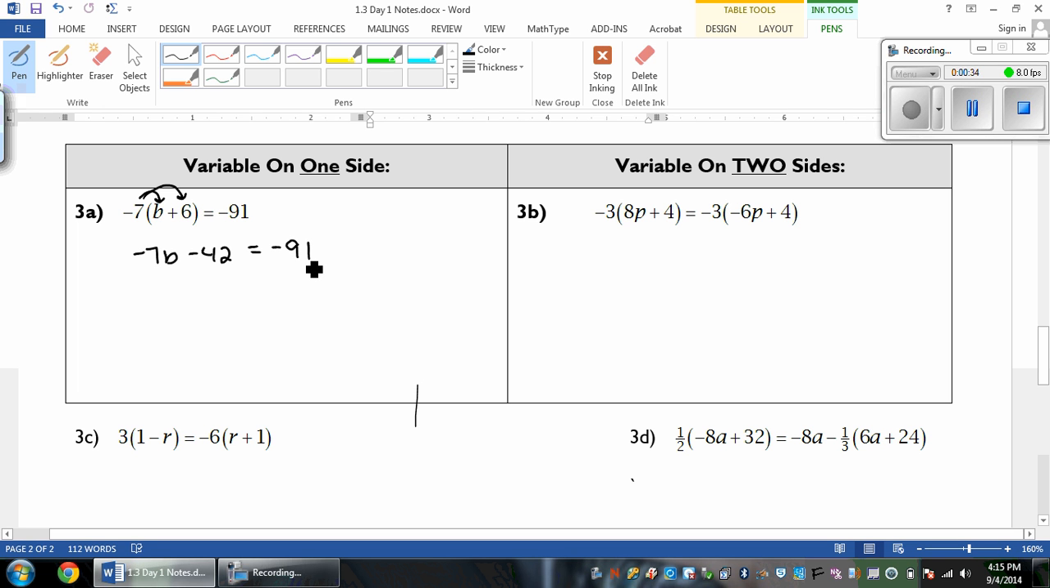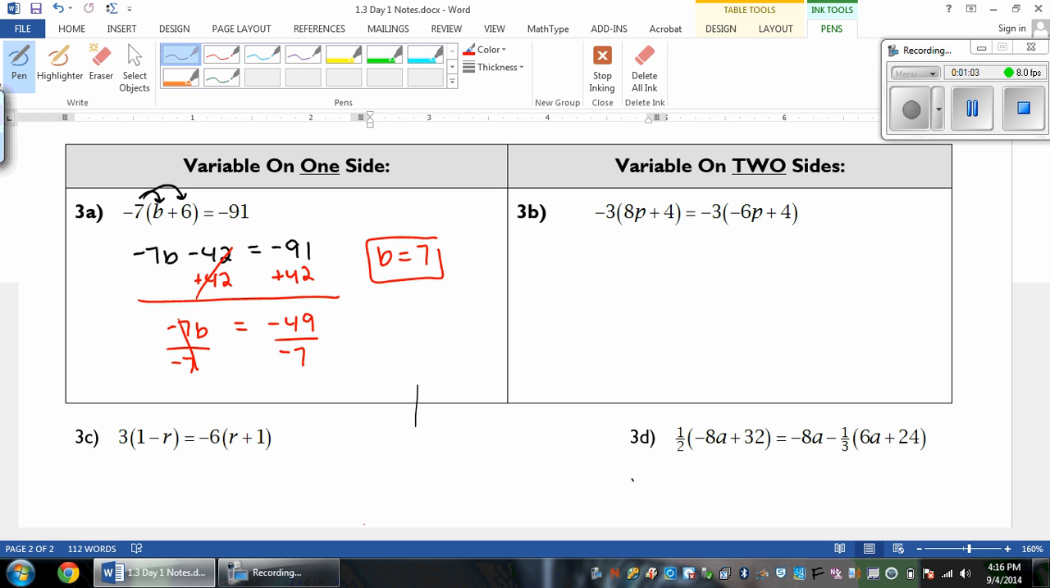Now using SADMATH, I'm going to get rid of the negative 42 first by adding 42 to both sides. The negative 7b drops down. Negative 42 plus 42 is 0. And then negative 91 plus 42 is negative 49. Then to get b by itself, we're going to divide by, remember it's negative 7 to cancel the negative 7. You're left with b is equal to 7. So that should be a review. That should be pretty easy.